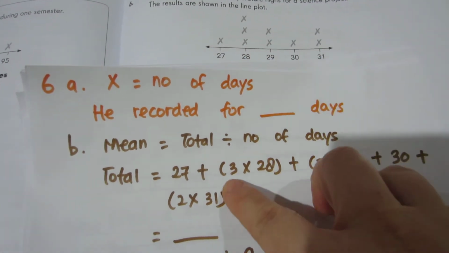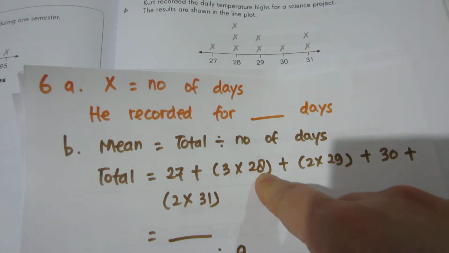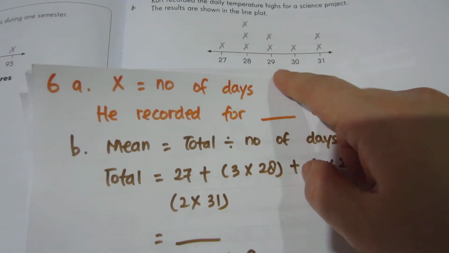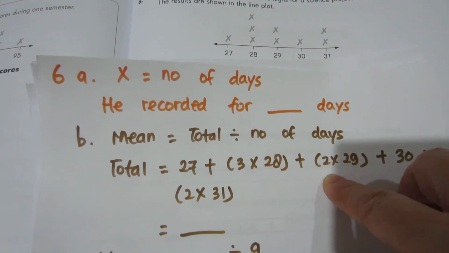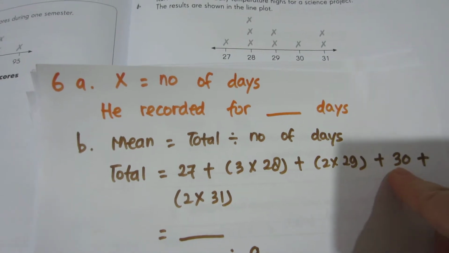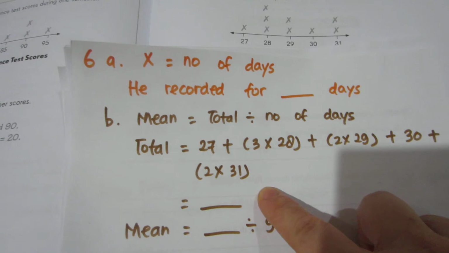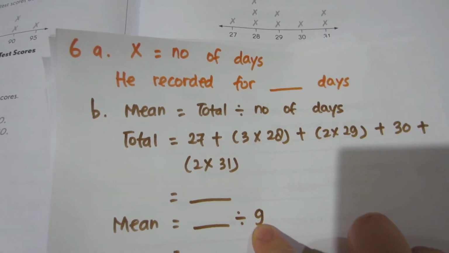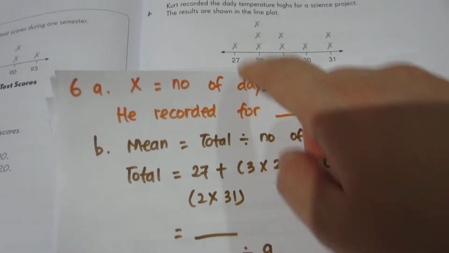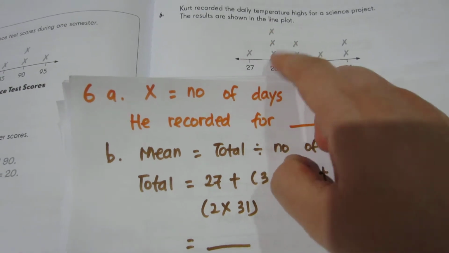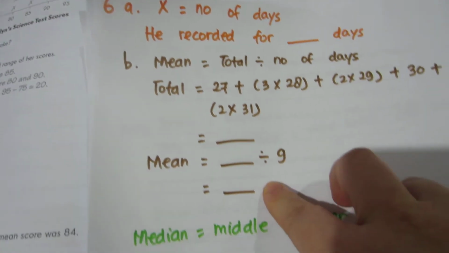So we can just say 3 multiplied by 28 because we have 3, 28 and 2, 29. So we just put 2 multiplied by 29 plus 30 plus 2 multiplied by 31. After you get all the total, you can find the mean by dividing it by 9. Why 9? Because we have 9 x's in here. Yes, then that's the mean.